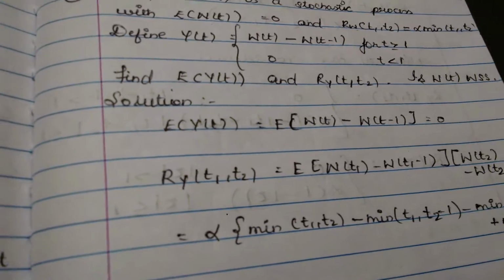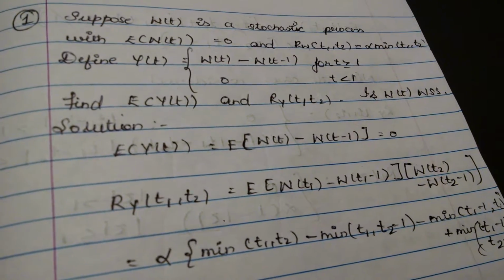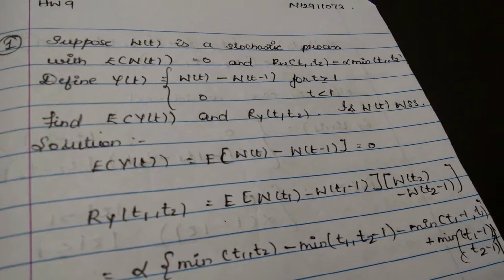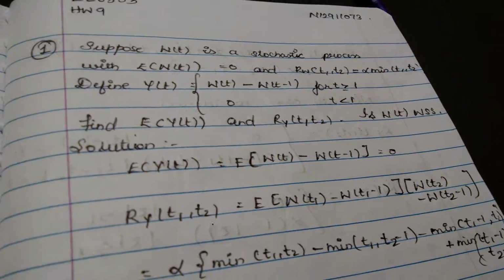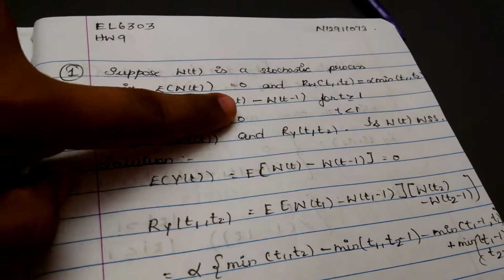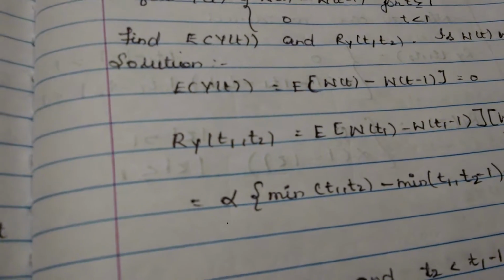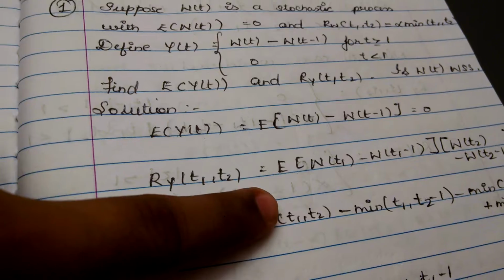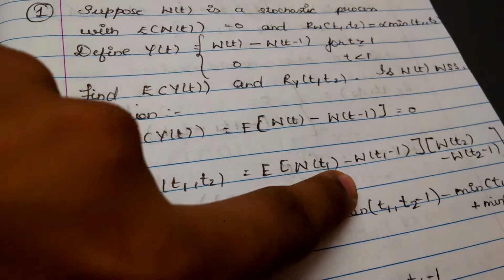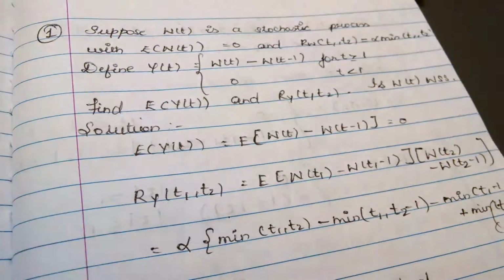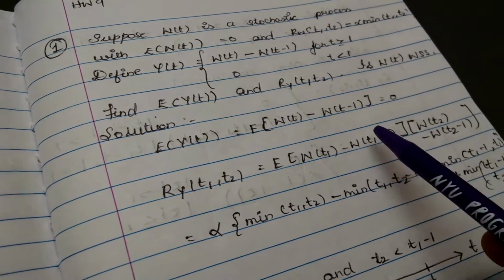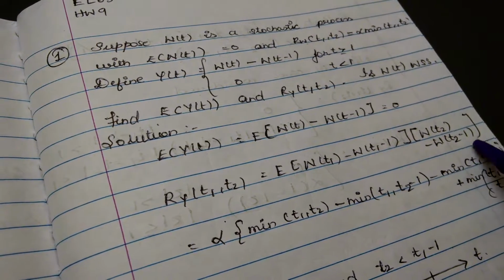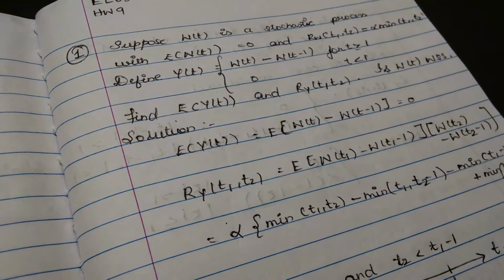So the solution is, the mean is E of W of t minus W of t minus 1, which is 0 because we know that the mean of W of t is always 0. Now coming to autocorrelation, we can see that Ry of t1, t2 is E of W of t1 minus W of t1 minus 1, into W of t2 minus W of t2 minus 1, because it's t1, t2.